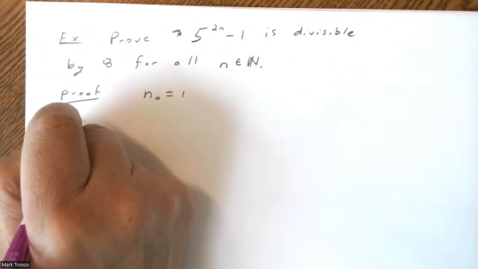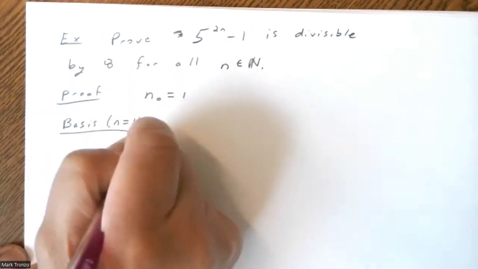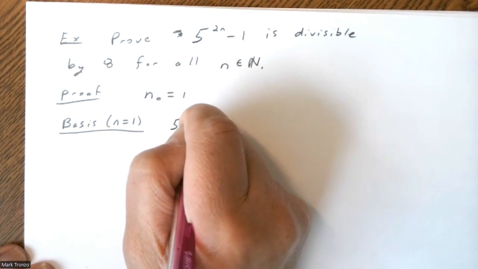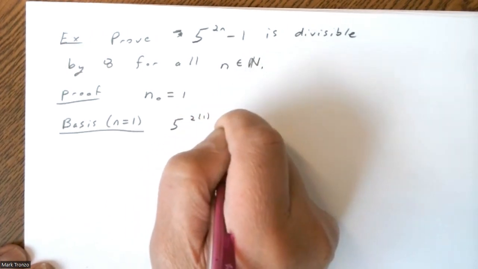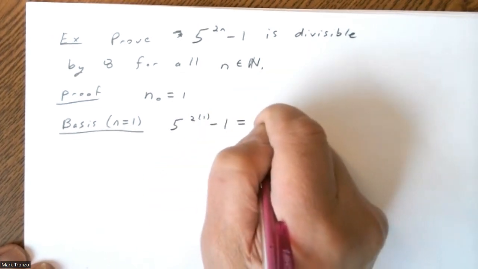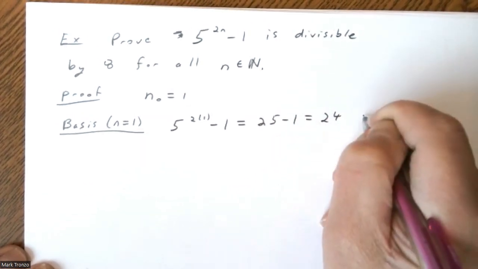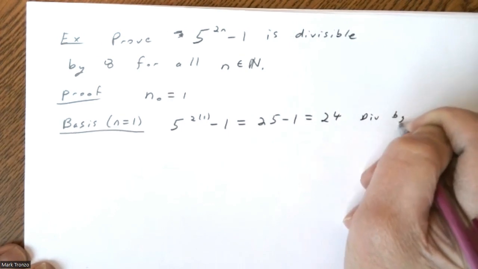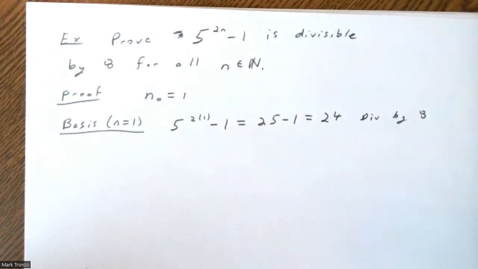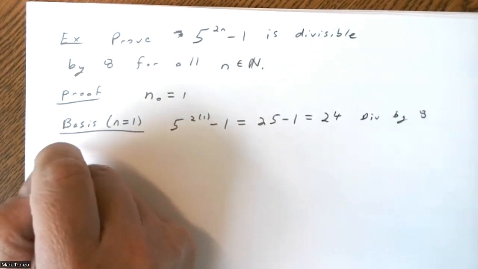And then our basis, n equals 1. So again, just put the 1 in here, minus 1, and that's going to be 25 minus 1, 24, divisible by 8. And so once again, do the induction.